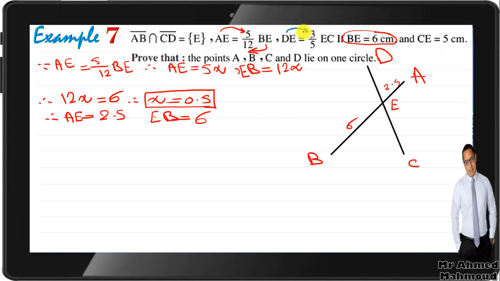Okay, the other part of the question, DE is 3x and EC is 5x. Since DE equals 3 over 5 EC, or DE over EC equals 3 over 5, both are correct. Therefore DE equals 3y, I will not use x this time, and EC equals 5y.